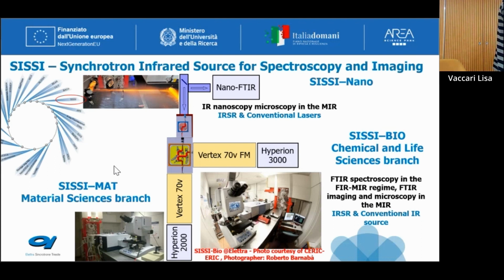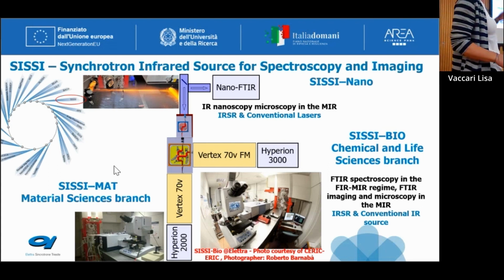The point is the following: the beamline is divided into branches. One branch is called SISSI-MAT, the material science branch line that is managed by the CNR. That is not the matter of this presentation. And the other is SISSI-Bio, the branch line that is managed by Elettra. This is mostly dedicated, as I told you, to chemical and life sciences.